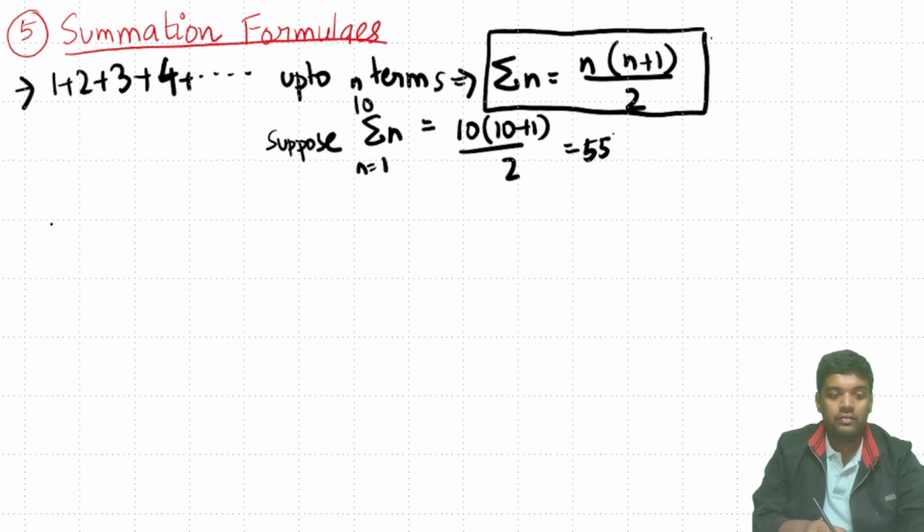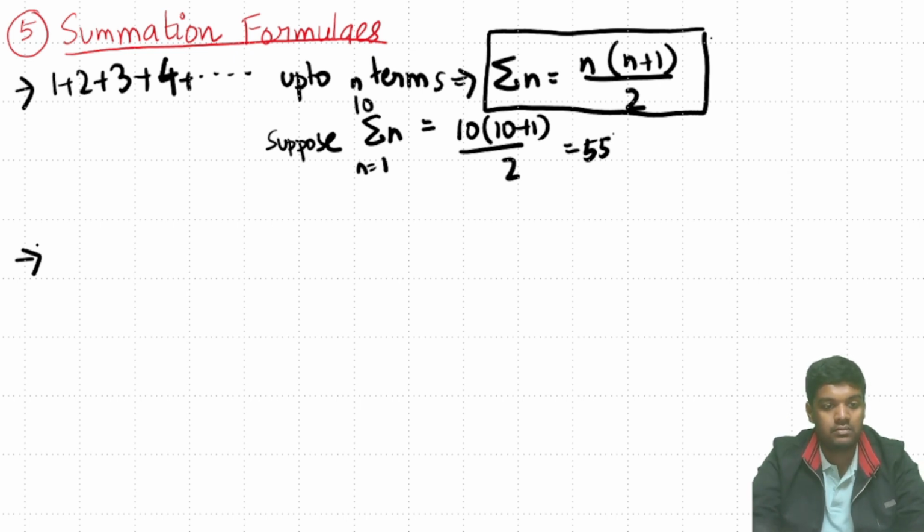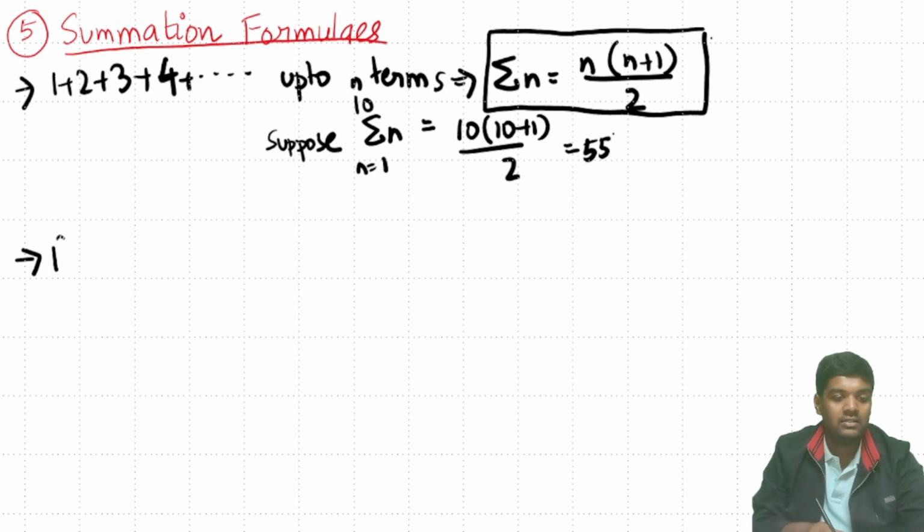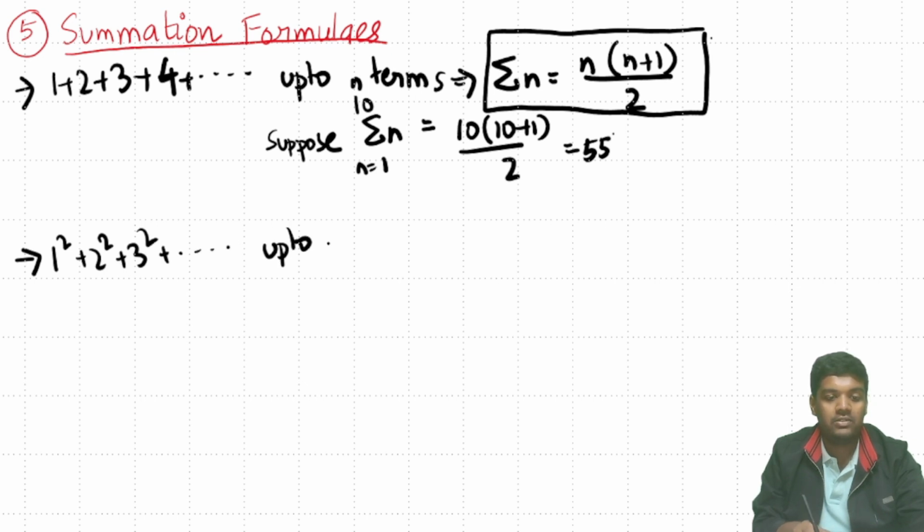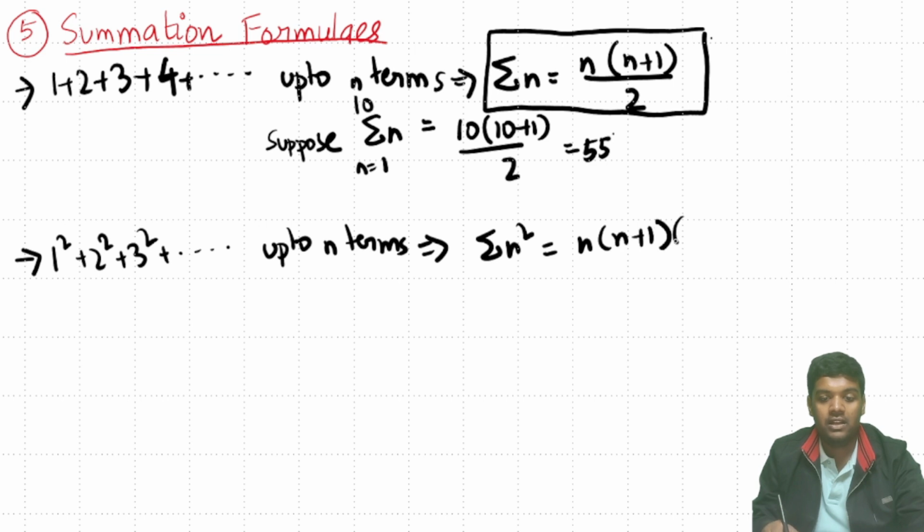Now we want to find the sum of first square natural numbers. Now let's say we want to find the sum of 1 square plus 2 square plus 3 square up to n number of terms. So how will you find that? 1 square plus 2 square plus 3 square plus dot dot dot dot up to n terms. This equals to summation n square, which is n into n plus 1 into 2n plus 1 divided by 6.